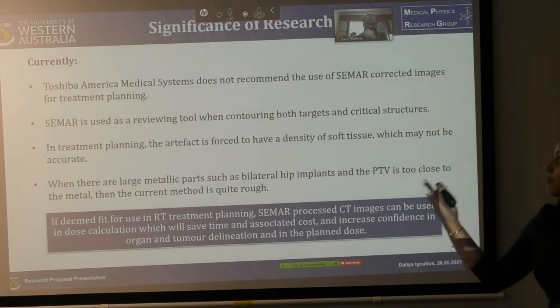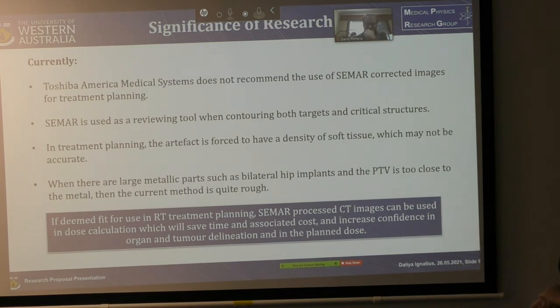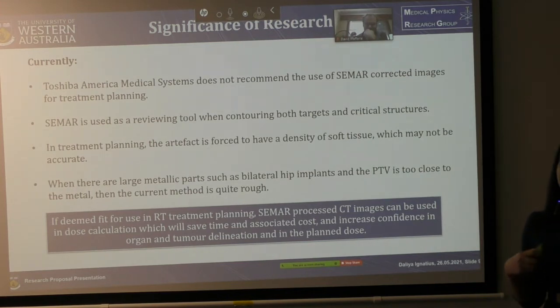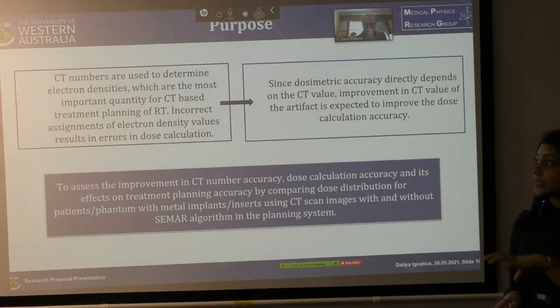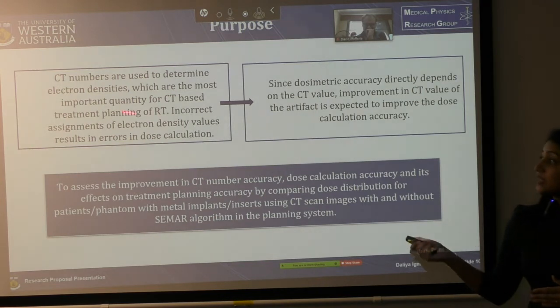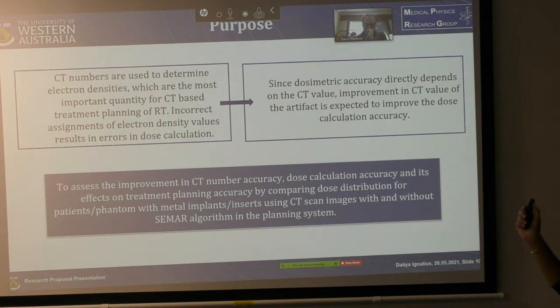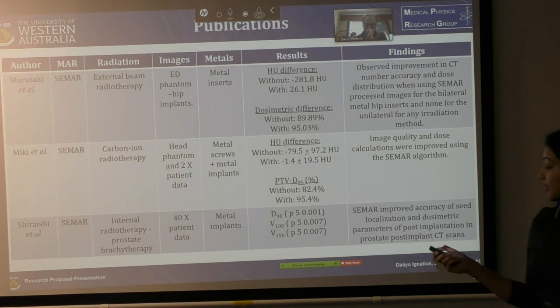So what I'll be doing is that if SEMAR can be deemed fit for use in RT treatment planning, then the images can be used in dose calculation, which can both save time and associated cost. It can also increase the physician's confidence in organ and tumor delineation and also in the planned dose. The theory behind it is that CT numbers are used to determine electron densities, which are the most important quantity for CT-based treatment planning of RT. Any incorrect assignments of these electron density values can result in errors in dose calculation. And because dosimetric accuracy directly depends on the CT value, any improvements in the CT value of the artifact is expected to improve the dose calculation accuracy. So that's my hypothesis, and this is my aim.